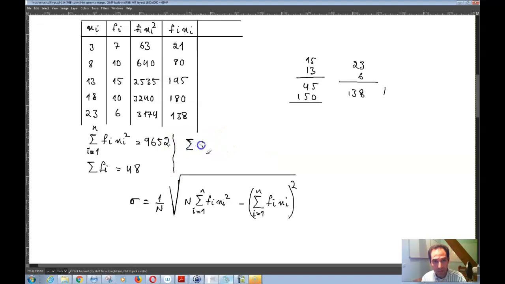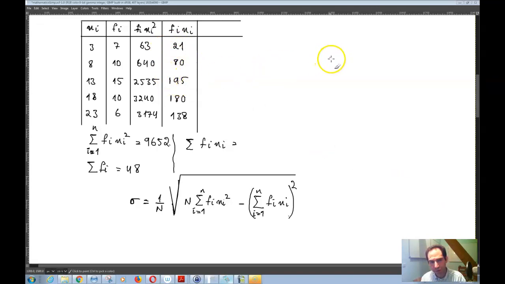And then you can calculate sigma f of i x of i as 101 plus 195 is equal to 296, 296 plus 180, and then you have 138. So that is 614.